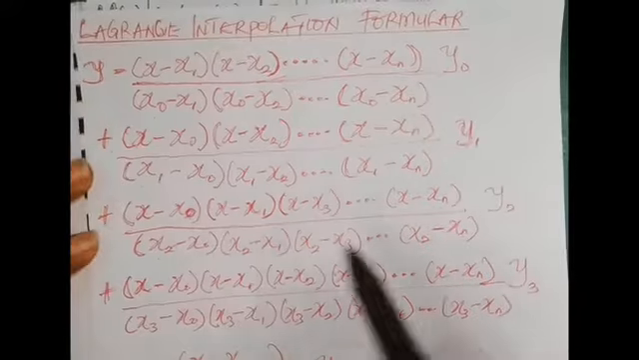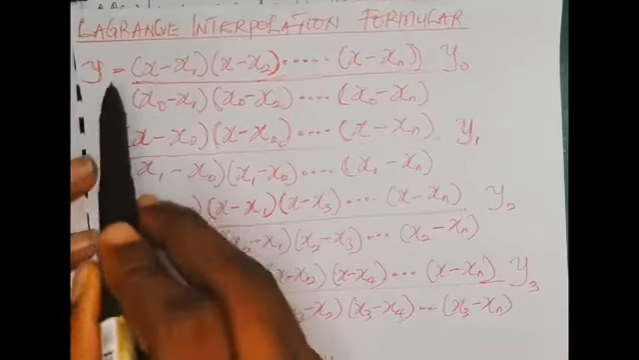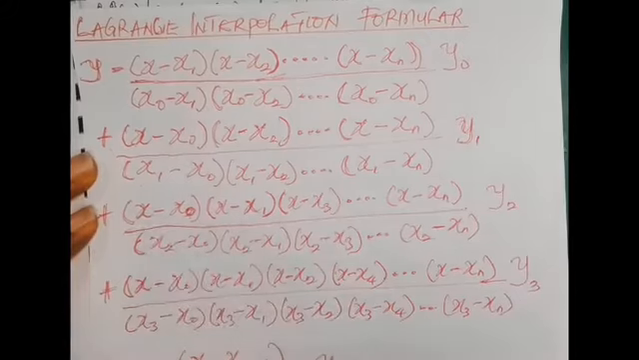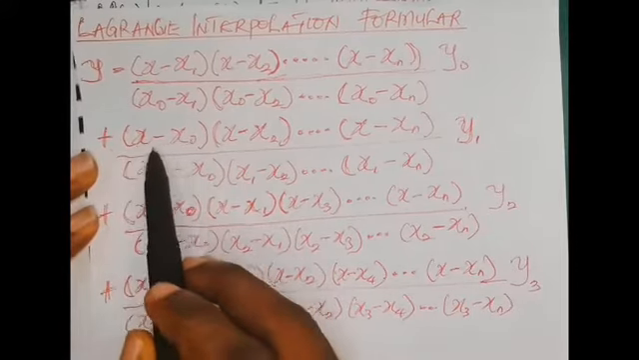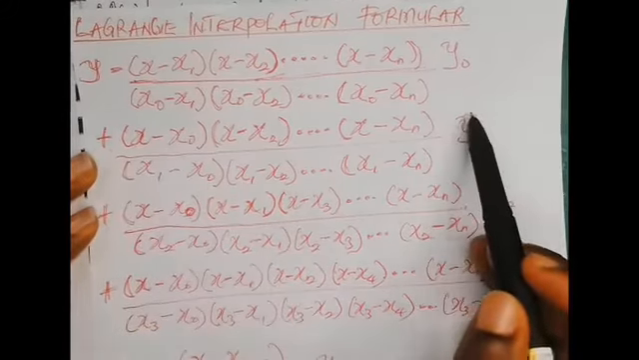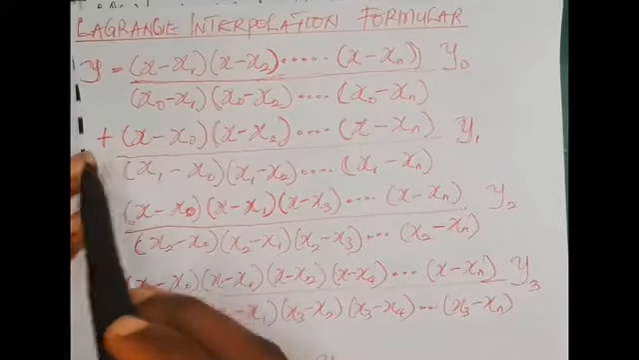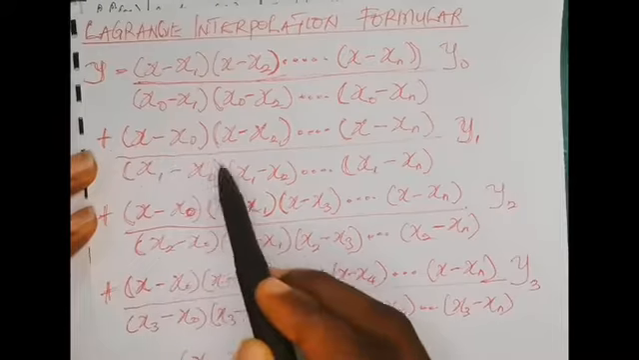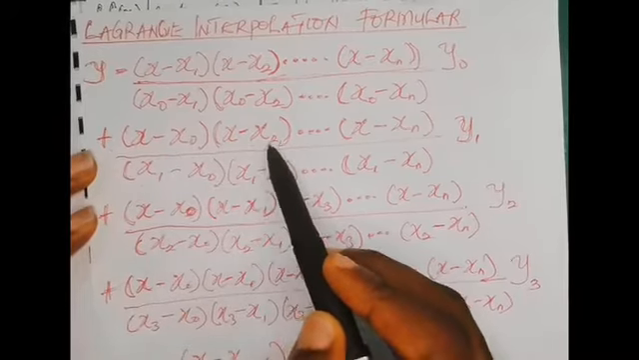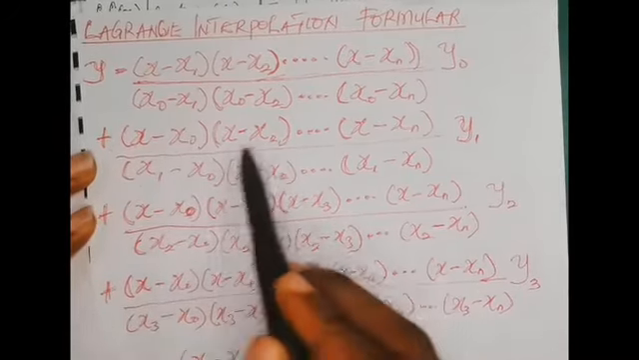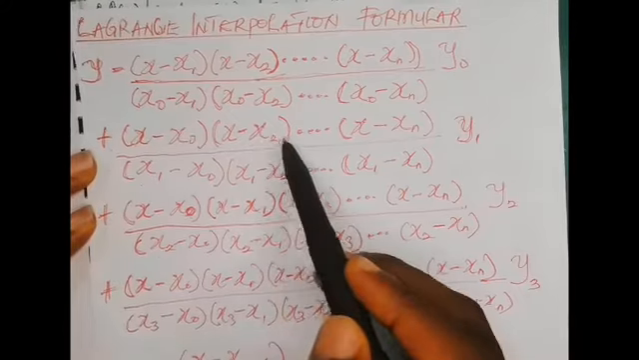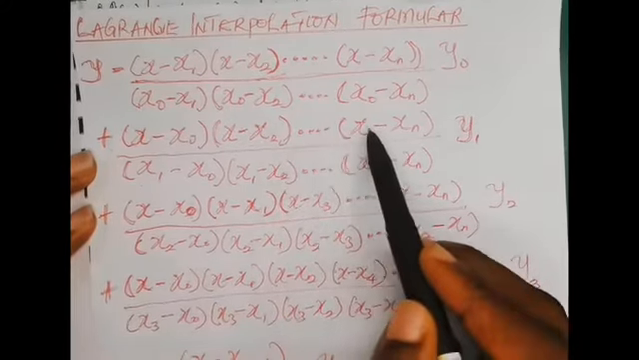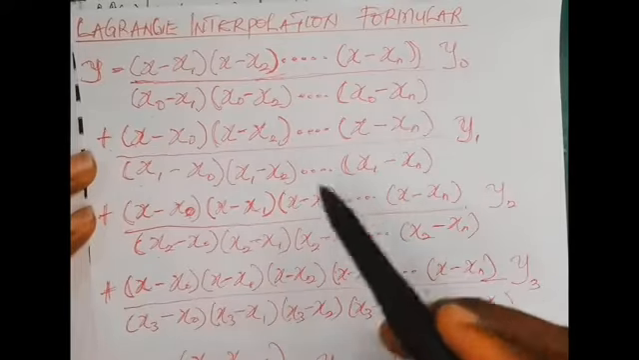Now plus, since we are done with x0, we now jump to x1. If we're at column x1, then we completely avoid x1 at the numerator. So we have x, the value we are interpolating, minus x0, times x minus x2. You see that we have skipped x1 at the numerator and jumped straight to x2. It continues like that, times x minus x3 up to x minus xn, the total number of x we have on the table.